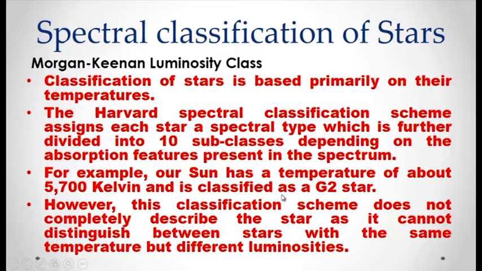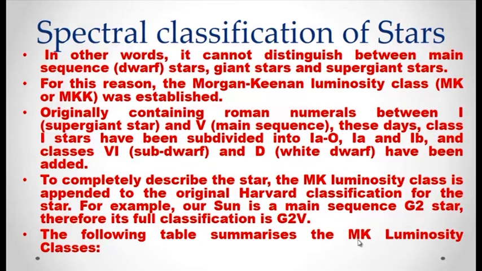This Harvard classification scheme does not completely describe the star, as it cannot distinguish between stars within the same temperature but different luminosities, so this Morgan-Keenan classification is appended with the Harvard spectral classification, so that the final form for the spectral classification of a star is given.